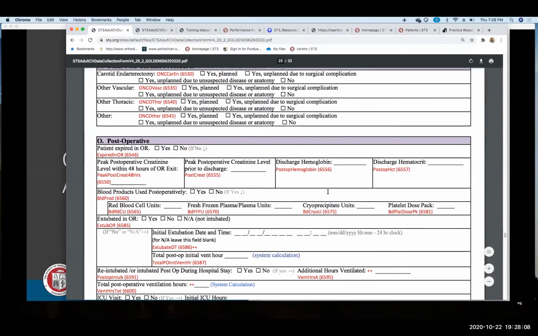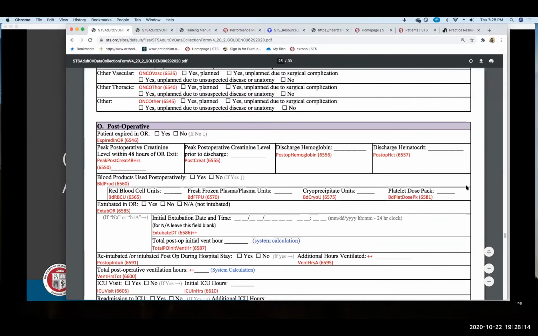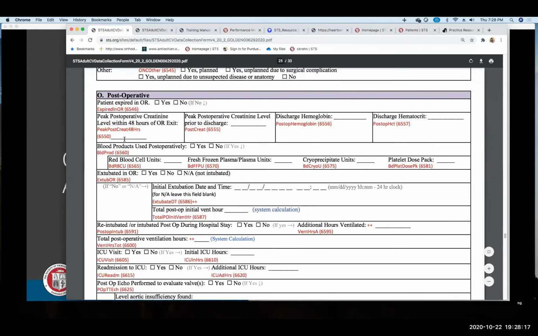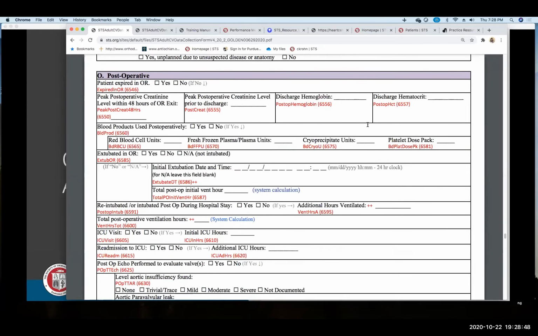In the postoperative section, this is the postoperative stay from OR discharge to usually through hospital discharge, and we collect things related. We actually added in the peak postoperative creatinine level within 48 hours of OR exit time, because a recent study, or a few recent studies, came out that said if this postoperative creatinine level was elevated within that 48 hours, the patient is likely to have a worse outcome. So we're going to look at that a little bit closer when we have enough data to do so, as compared to just the peak postoperative creatinine level prior to discharge.